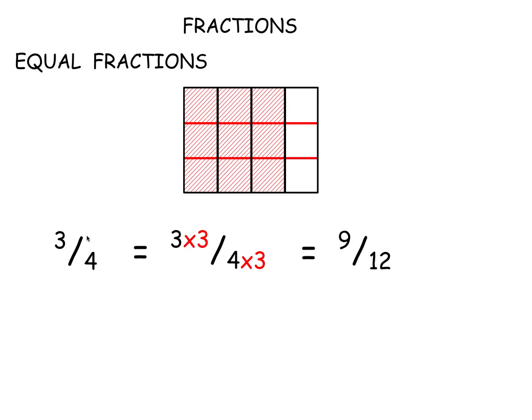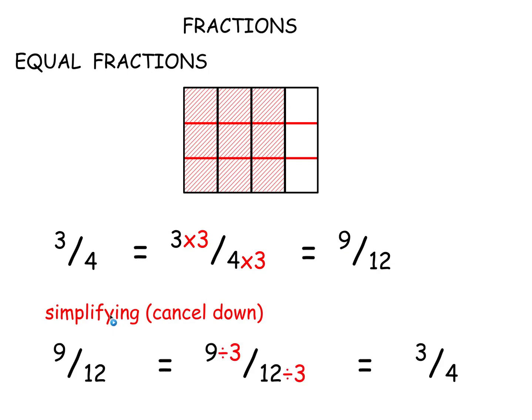We'll need that for adding and subtracting fractions. Getting an equal fraction by multiplying the top and the bottom of the fraction by the same number. Also involved will be what we call cancelling down or simplifying. It's working from 9 twelfths back to 3 quarters simply by dividing the top number by 3 and the bottom number by 3. We produce an equivalent fraction.